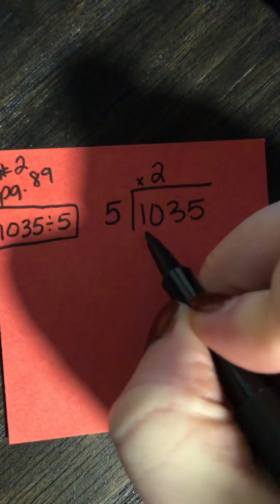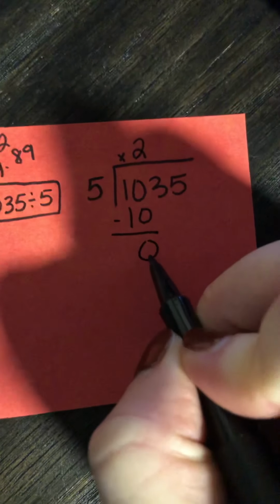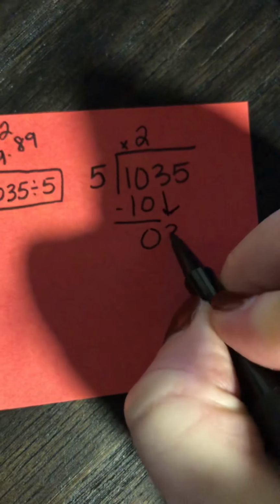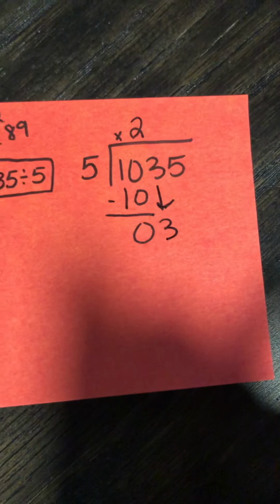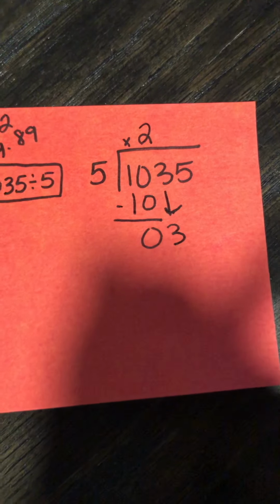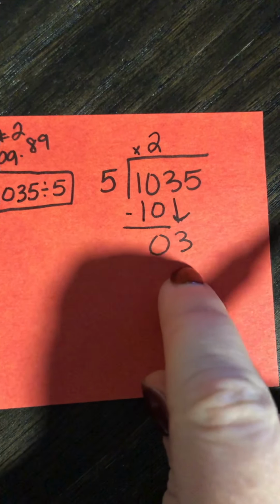2 times 5 is 10. Write it down here and subtract. 10 minus 10 is 0. Because 0 is less than 5, I know I'm good. I bring down my 3. So now, can 5 go into 3? No, it can't, because 5 is bigger than 3. So it can't go into 3.